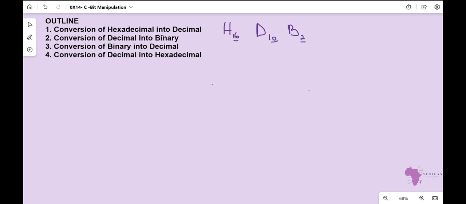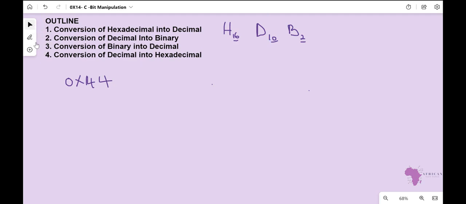Now guys, let's get into converting a hexadecimal number into a decimal number. First of all, let's have a look at a hexadecimal number. For example, let's say my example is 0x44. In this case, this is a hexadecimal number. Why do we say that it's a hexadecimal number?